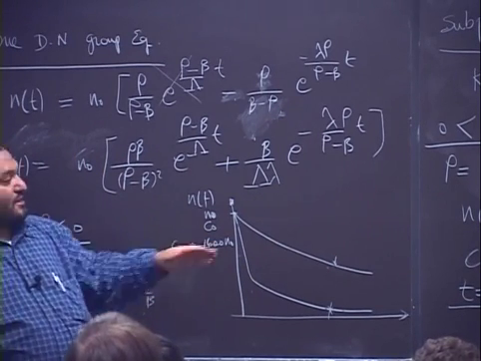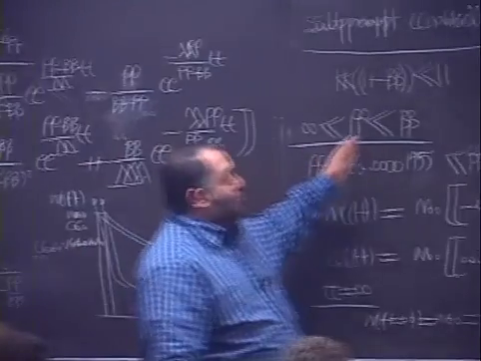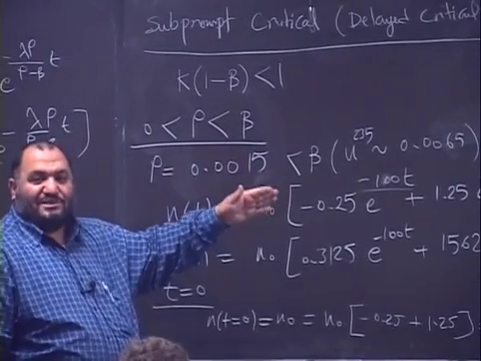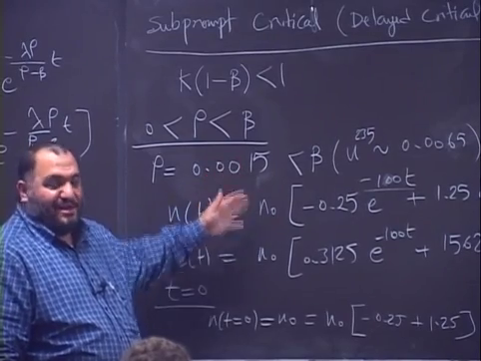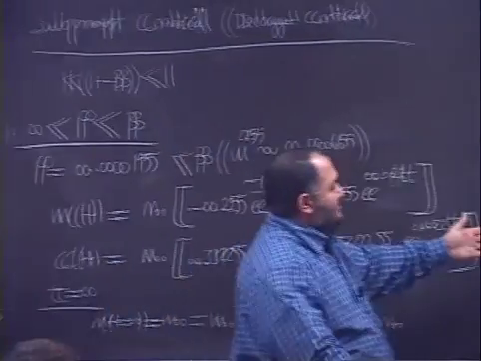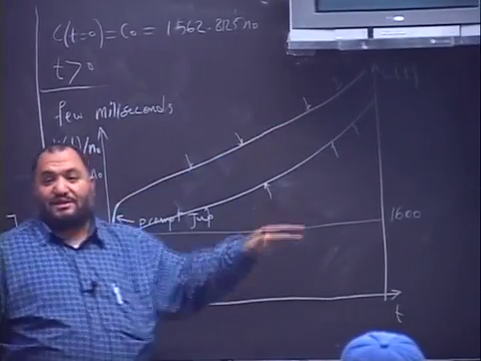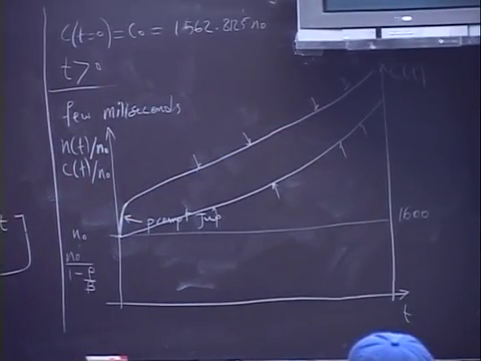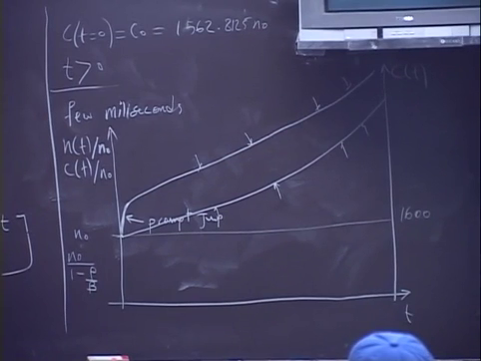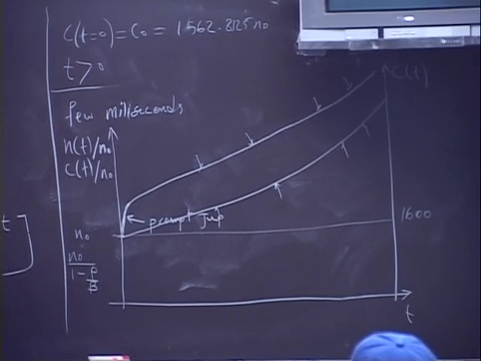Okay, guys? The second case is where your rho is greater than 0, but it is still less than what? Beta. And we showed that you have a prompt jump, and then you will increase exponentially, but with a slower period, and this period is corresponding to the delayed neutron lambda. Okay? So what's the remaining situation? So when you are super critical on prompt, so it is super prompt critical. You are critical on prompt neutrons only. What do you expect?